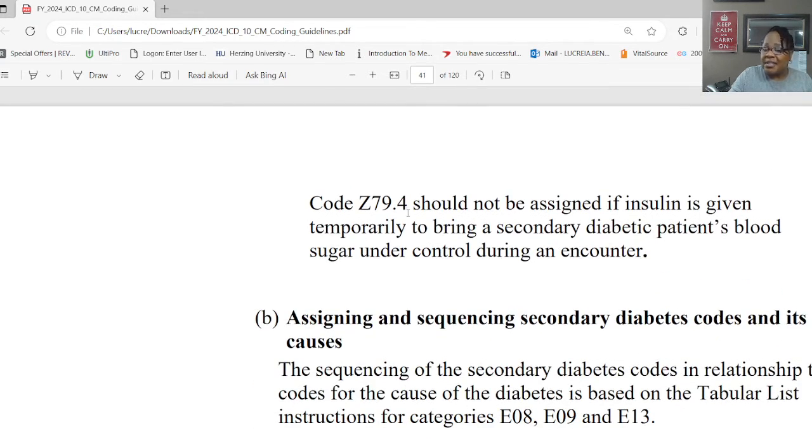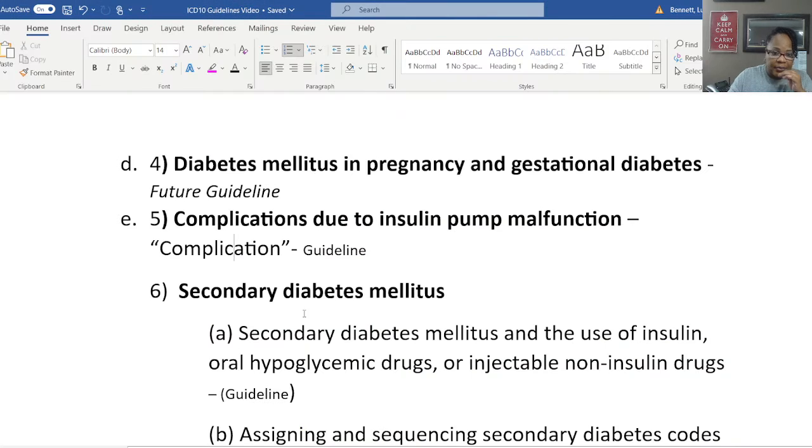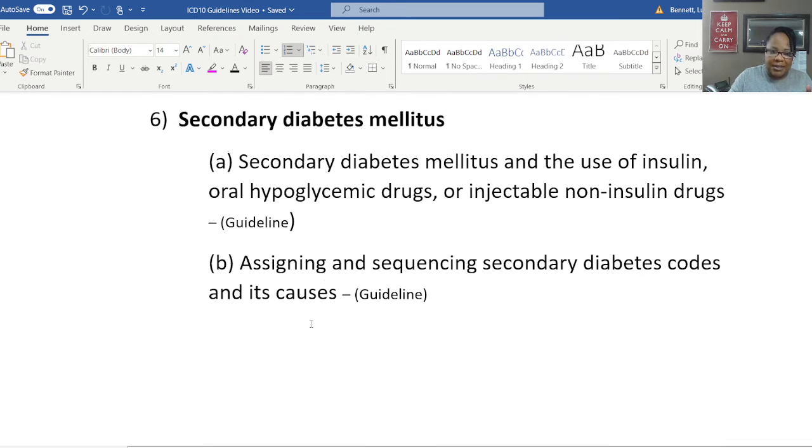Now look, code Z79.4 should not be assigned if insulin is given temporarily to bring a secondary diabetic patient's blood sugar under control during an encounter. So that practically drills that in your head. If it's just temporary, do not assign that Z79.4. Straight from the guidelines, B, the same thing.